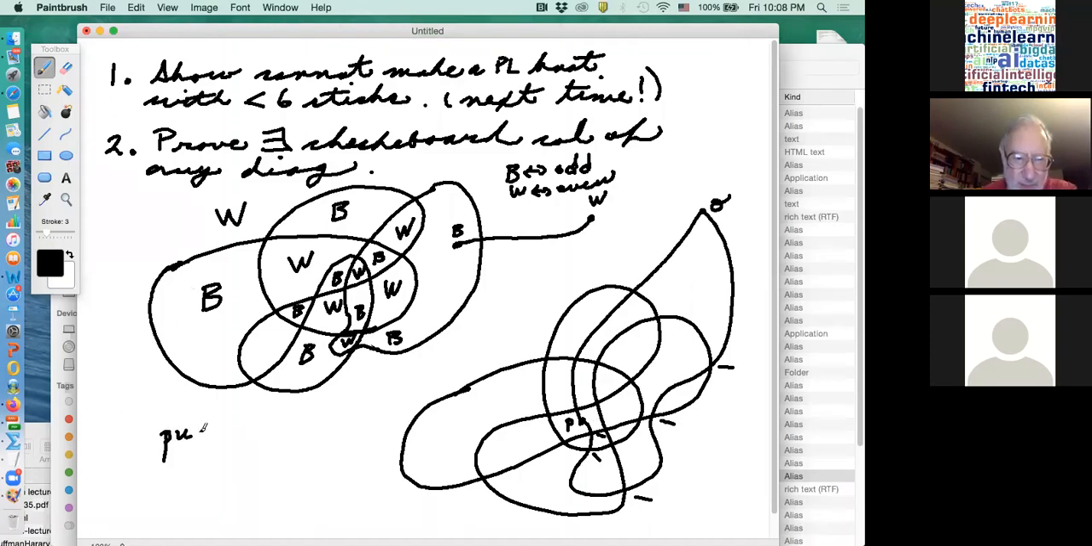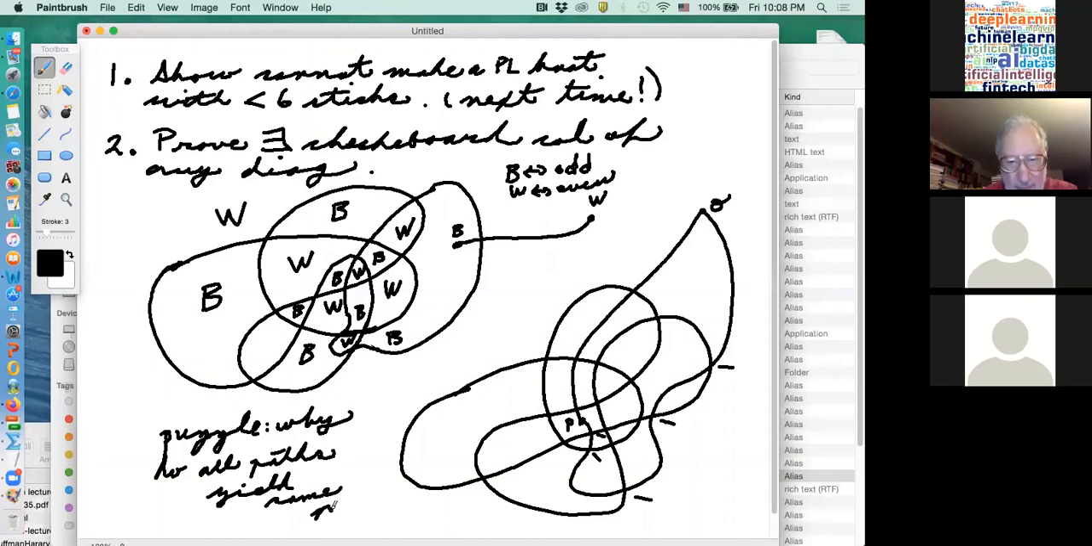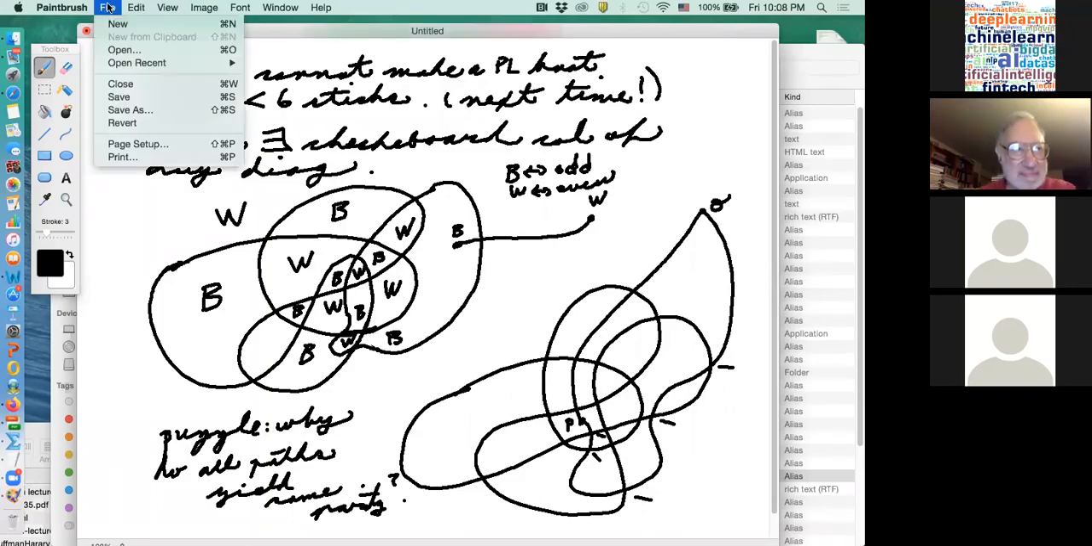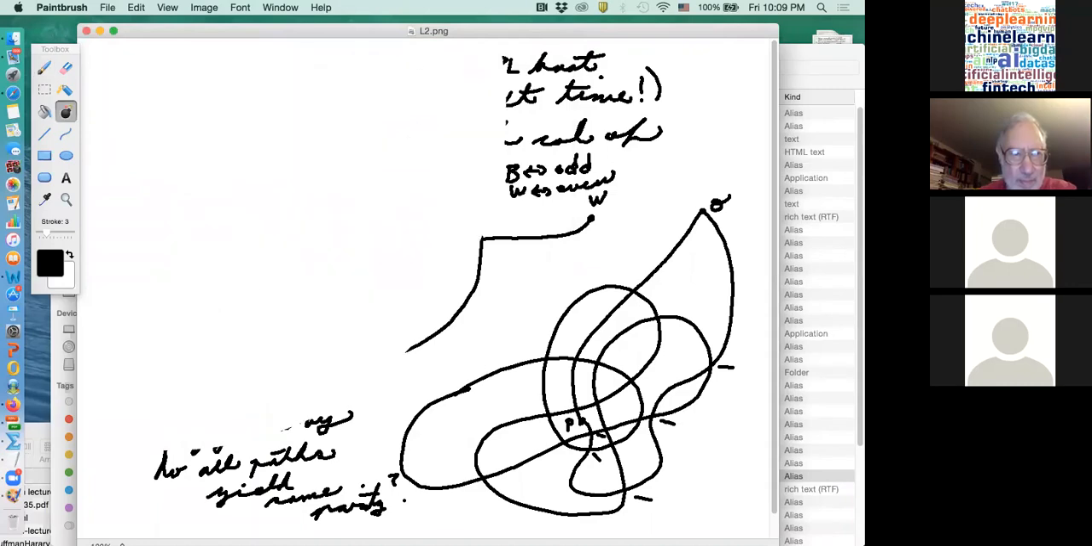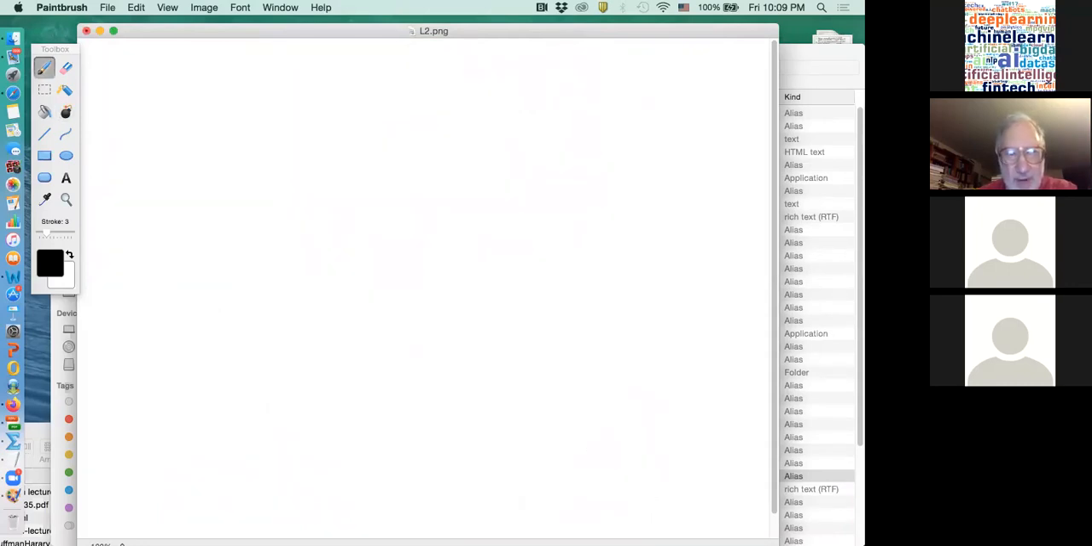So the puzzle to solve is: why do all paths yield the same parity? So I exchanged one problem for another.